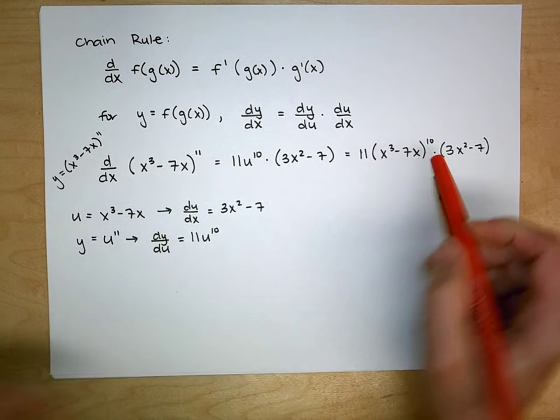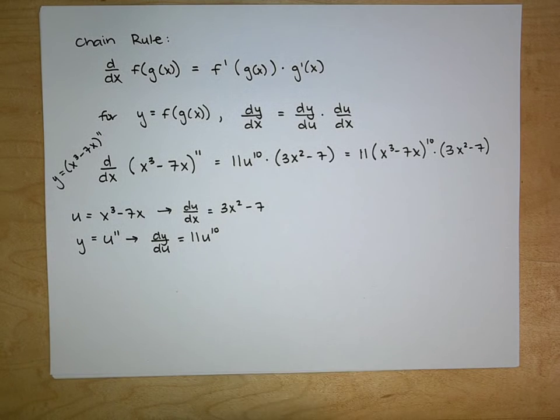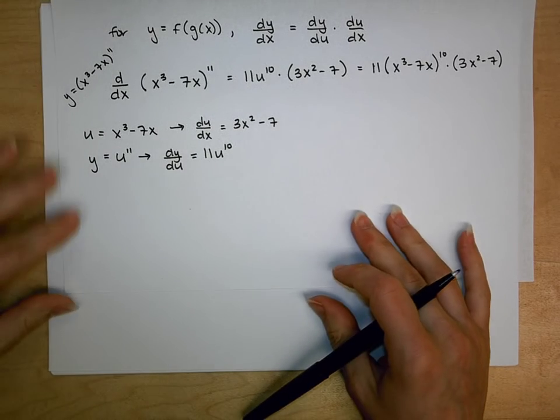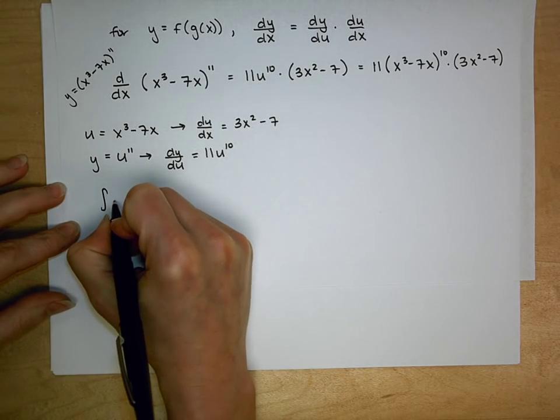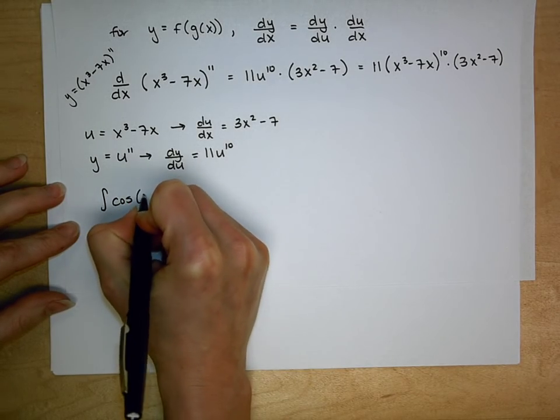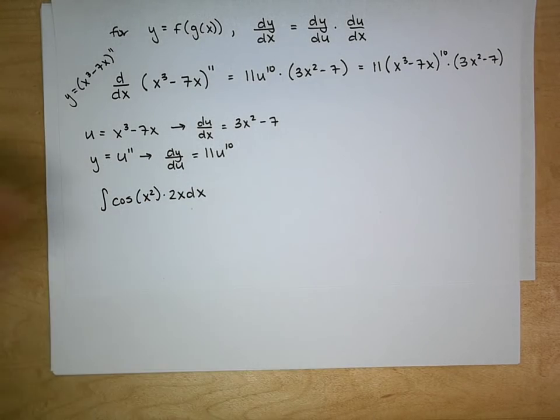Okay, so now that we have a little bit of a refresher on the chain rule, let's take a look at doing a specific integral. So let's say I wanted to integrate cosine of x squared times 2x dx.